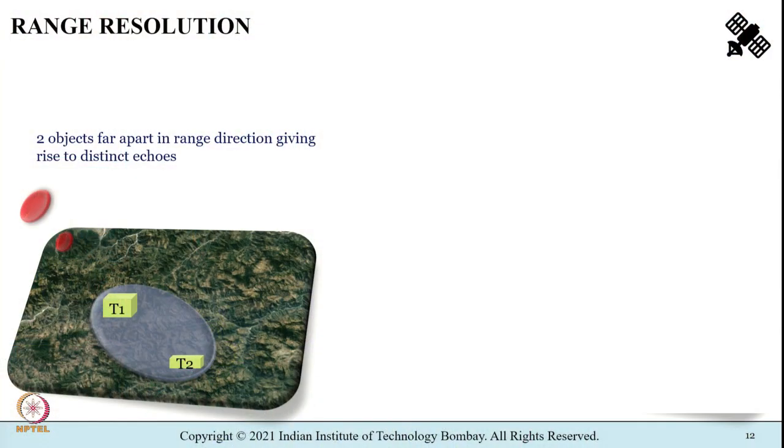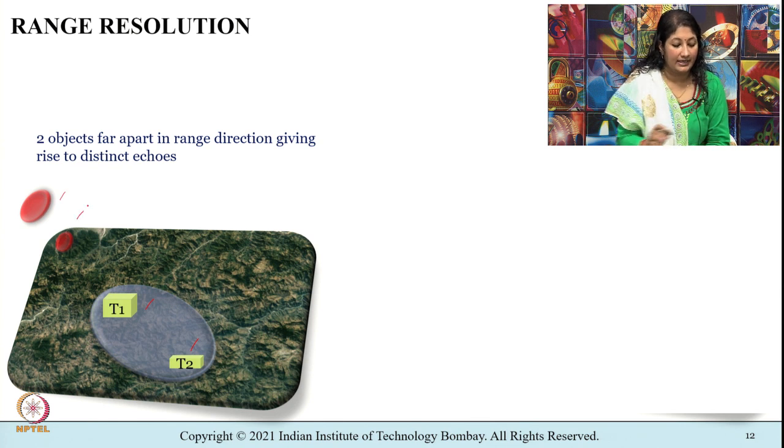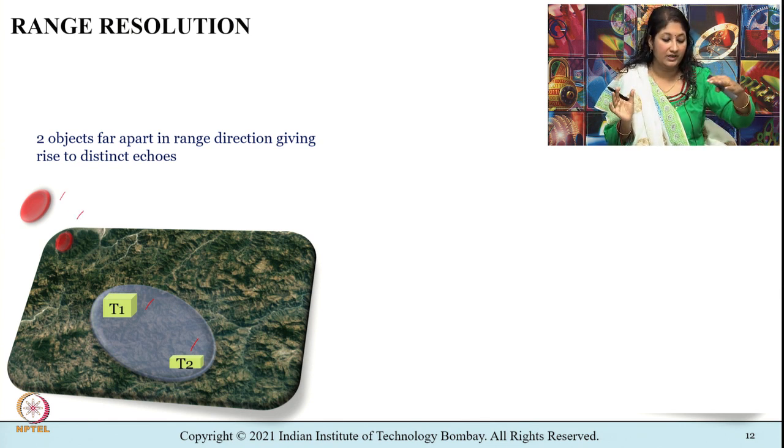Let me try to redefine the range resolution. Shown here are two objects, I am going to call them T1 and T2. Now, assume what you see in red are the return echoes from these two objects, T1 and T2, and they are shown far apart in the range direction, which is why their return echoes are distinctly separated. Two objects far apart in range direction give rise to distinct echoes.